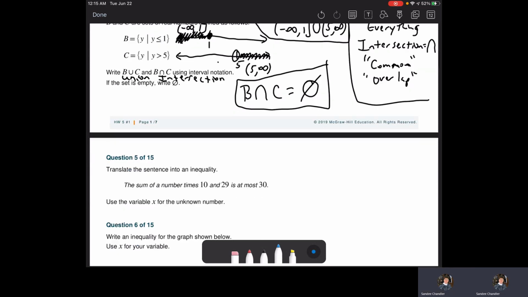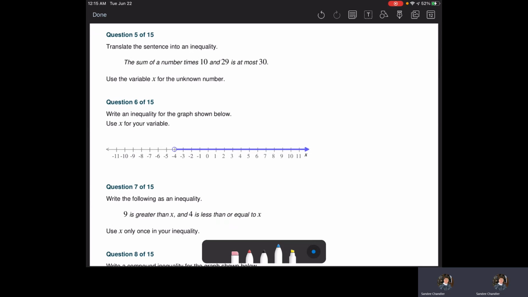Alrighty. Moving right along, question 5 of 15. We're going to translate the sentence into an inequality. Use the variable x for the unknown number. All we got to do is translate the sentence. We don't have to solve it, okay? So take it piece by piece like we were doing the other word problems. Sometimes you read it through first and pick out a few things you recognize, and then read it through again, see if you can put it together.